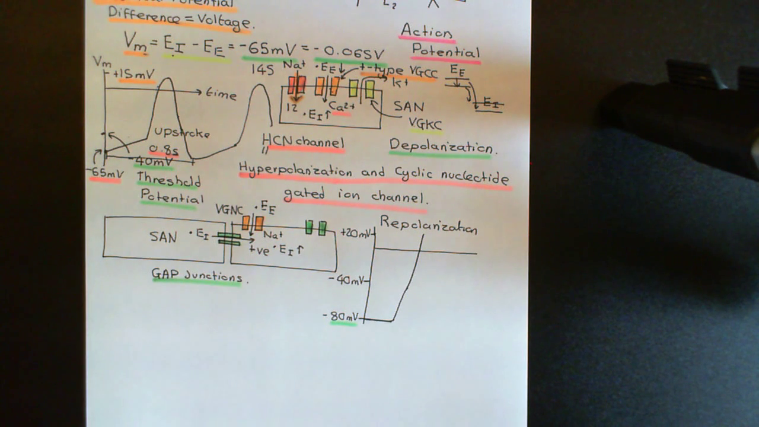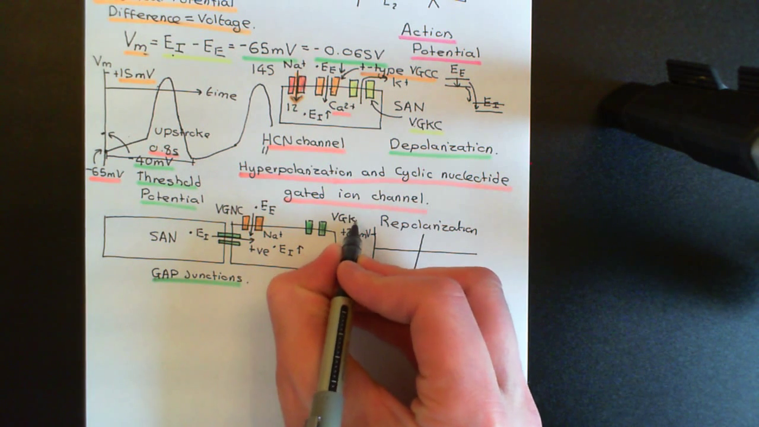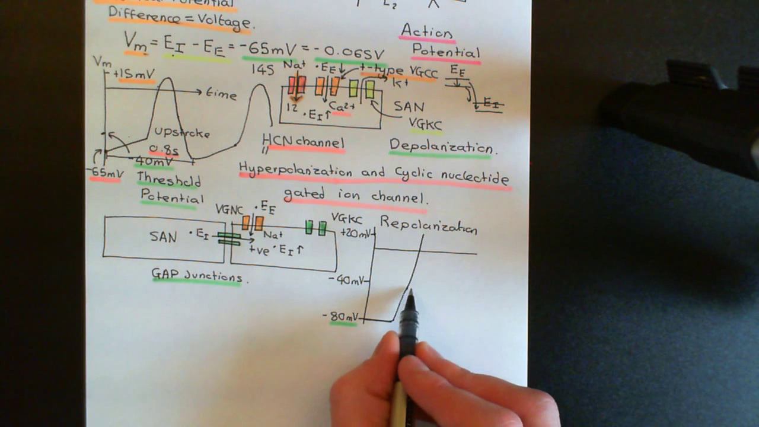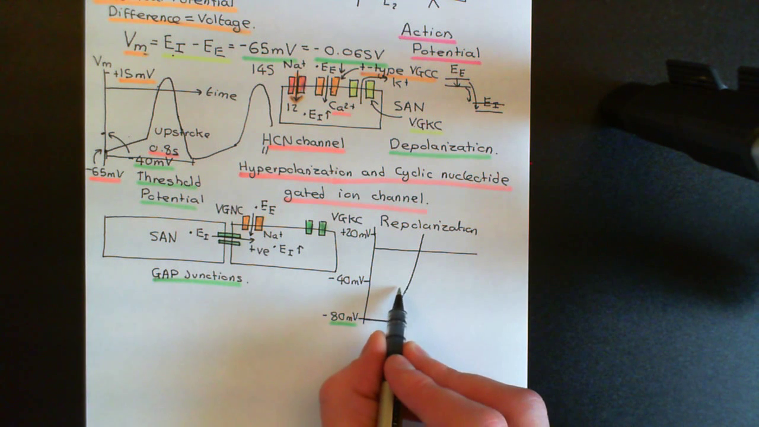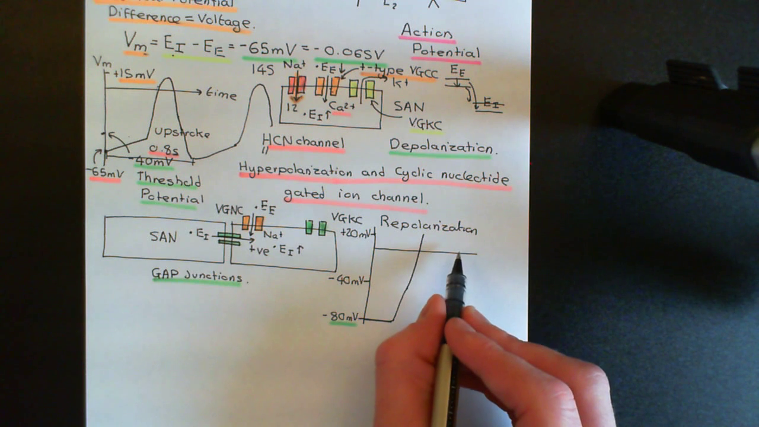As I say, there are lots of different voltage-gated potassium channels, and they all open at differing times. They're all going to be activated to open at around threshold potential, the negative 40 millivolts down here, but they're all going to take different amounts of time to open.